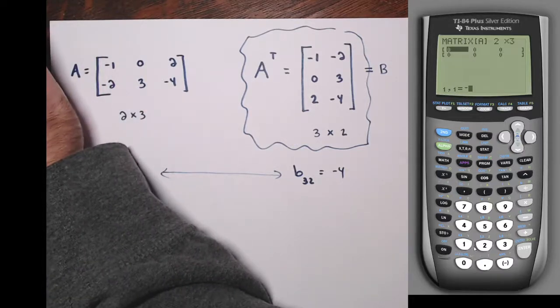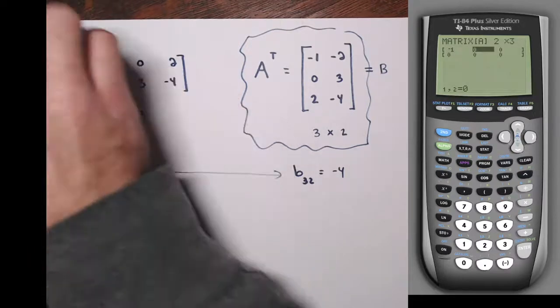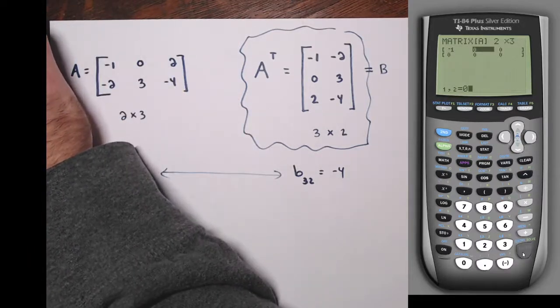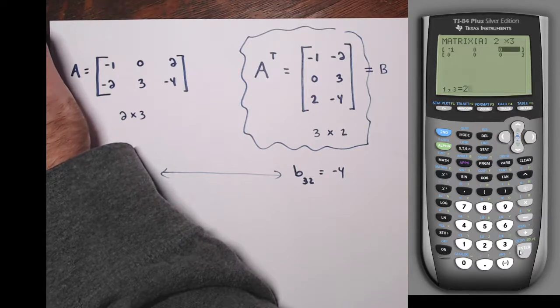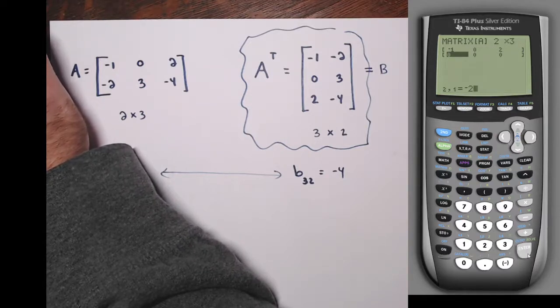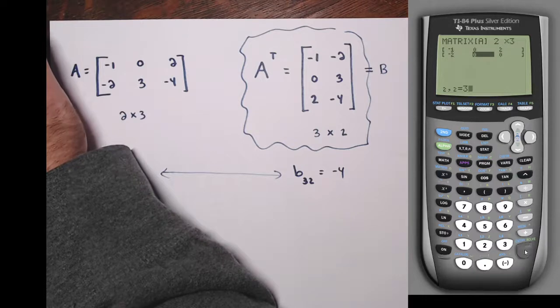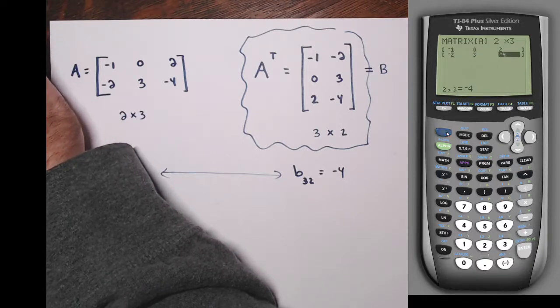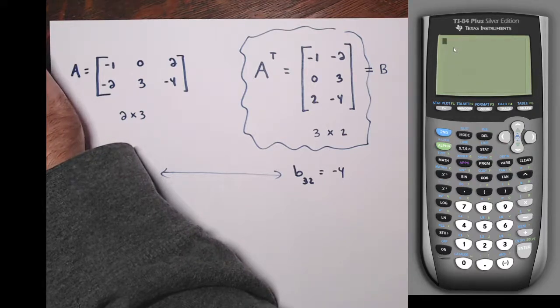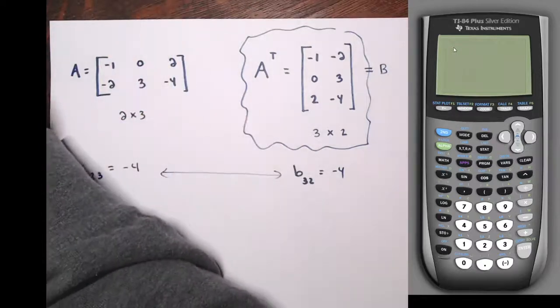So I go negative 1, enter, and then just go through, first row, second column, and I'm going to enter these in. All right, so 0, it's already there. 2, negative 2, 3, and negative 4, right? All right, so now I'm going to get out of here, go quit, second quit there. And I'm going to have that matrix show up on my calculator screen.